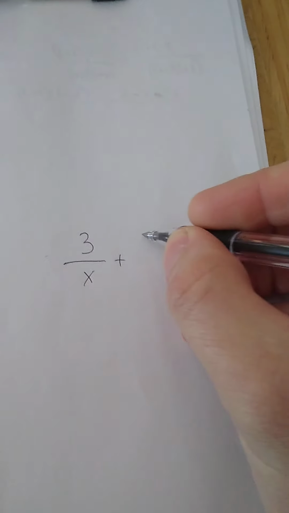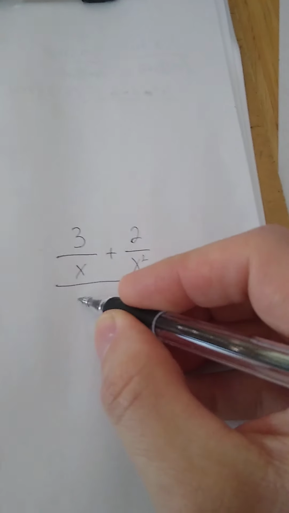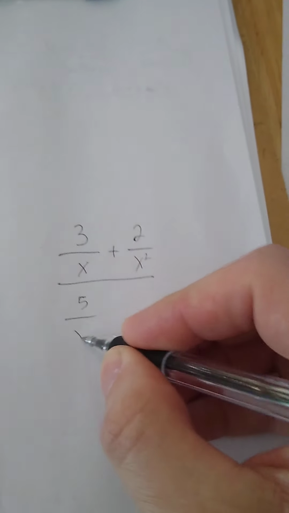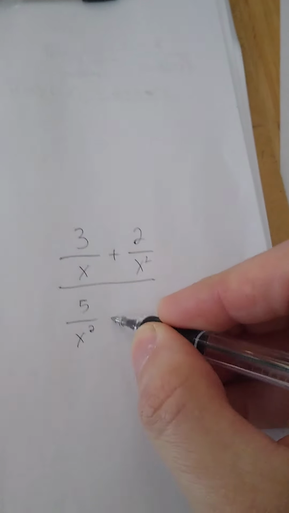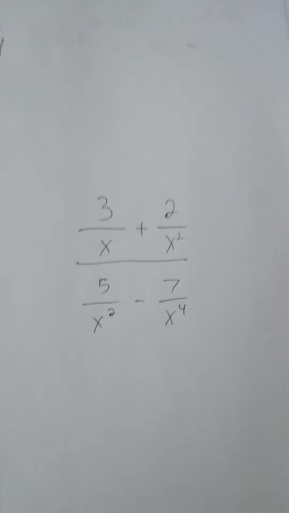I do want to do one more example with you real quick. Just to sketch through it real quick. This is not in the note sheet. I just wanted to show this. And I'm just going to throw some numbers down. We're going to do 3 over x plus 2 over x squared. And we'll go 5 over x squared minus 7 over, let's say, x to the 4th.